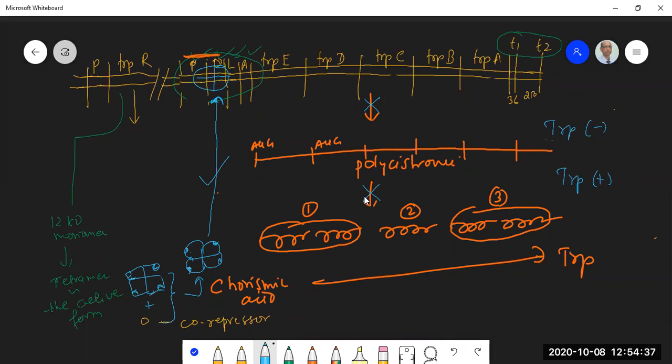And that is what bacteria wants, because when you are making tryptophan available ready-made into the medium, what is the point in indulging in synthesis of tryptophan endogenously at the cost of its own scanty resources? Okay, so that is very important.